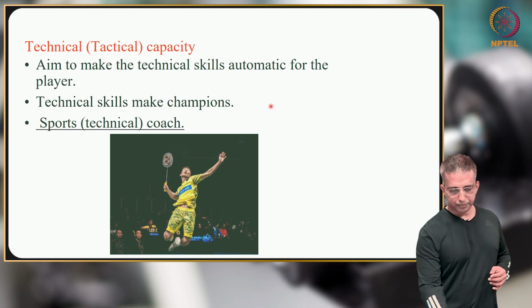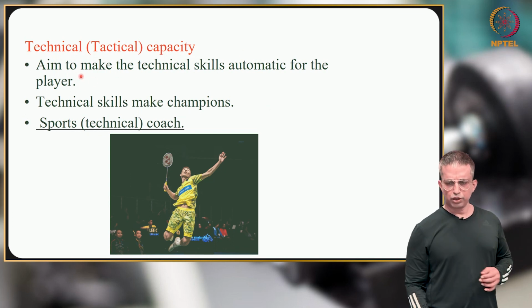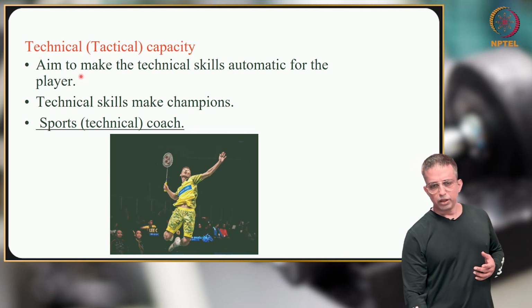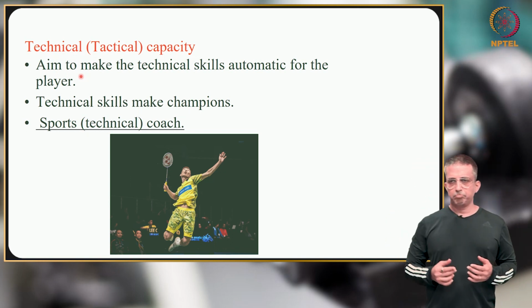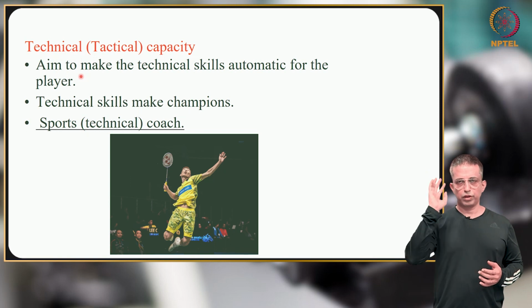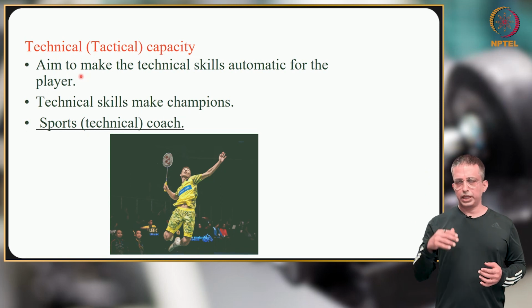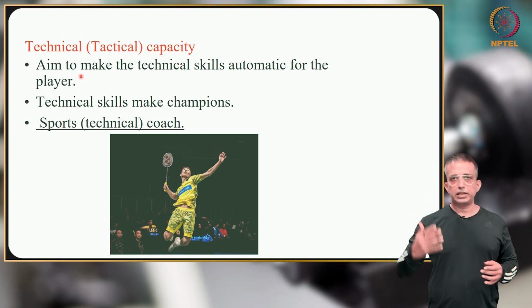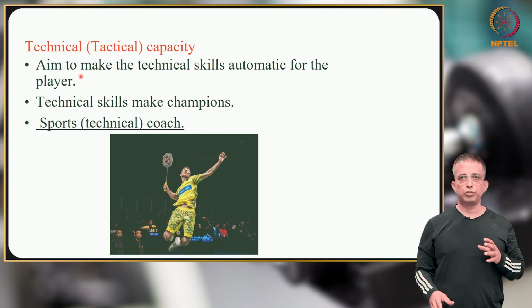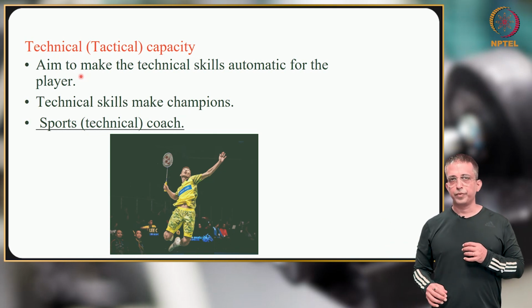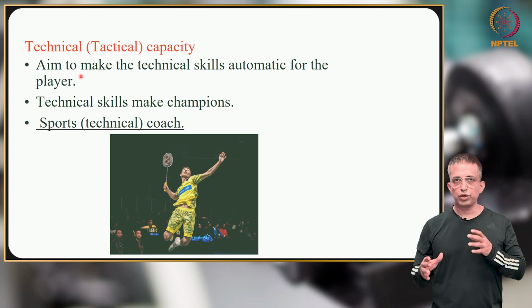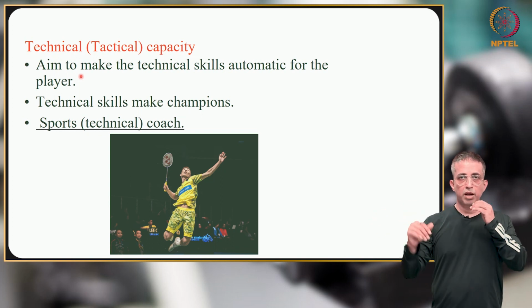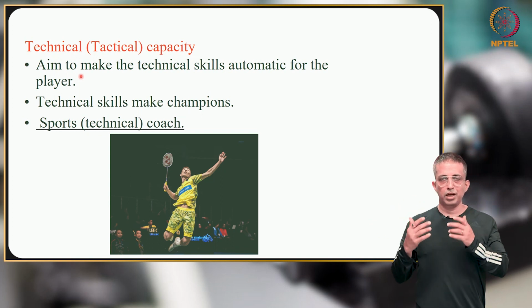So here, if you see this point, aim to make the technical skills automatic for the player. So what does this mean? The player who's maybe playing a badminton rally and doing a lot of attacking, the technical coach will try to teach the player so that it becomes very natural, it comes out naturally. Or a boxer whose jab is not very good, so the technical coach will make sure that the boxer is able to do those jabs much more naturally without thinking.